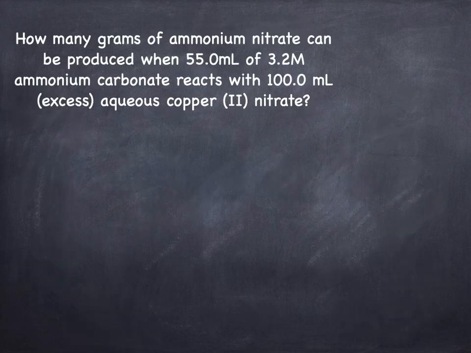So how many grams of ammonium nitrate can be produced when 55.0 milliliters of a 3.2 molar ammonium carbonate solution reacts with 100 milliliters of excess aqueous copper(II) nitrate? So first thing you're going to need, in all stoichiometry problems, is a balanced chemical equation. So grab your pencil, grab your paper, pause the video, and write an equation out.